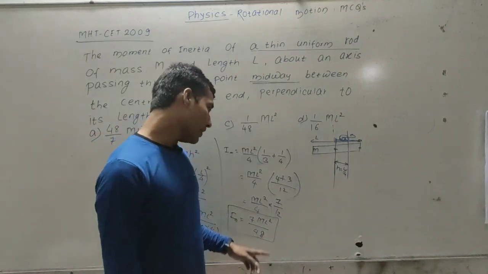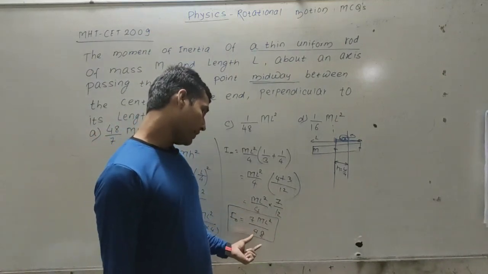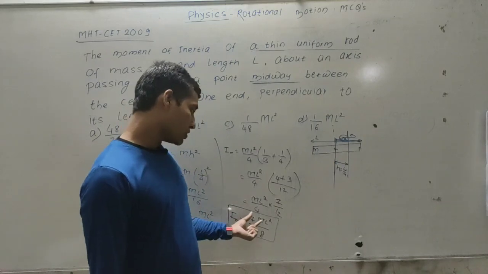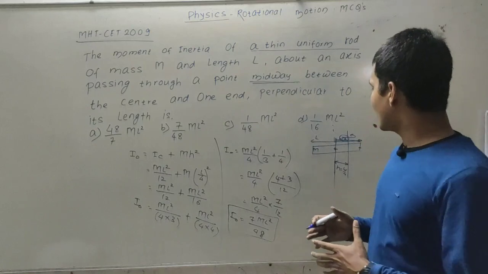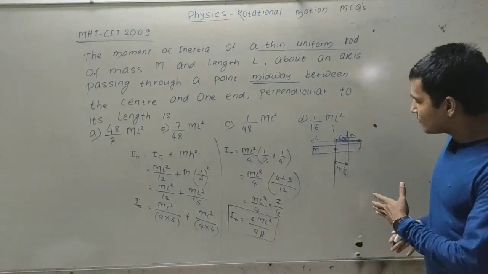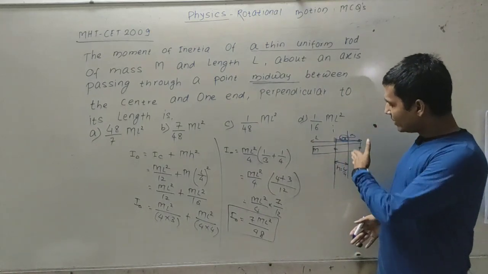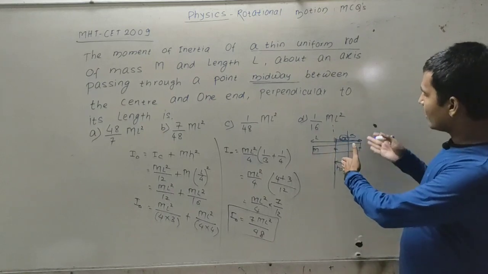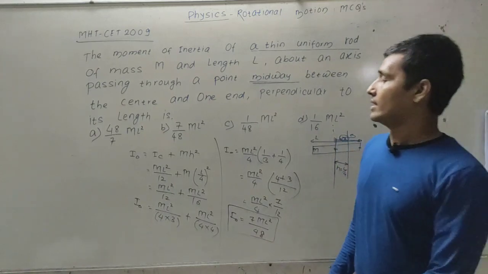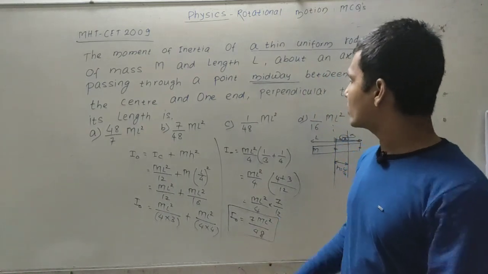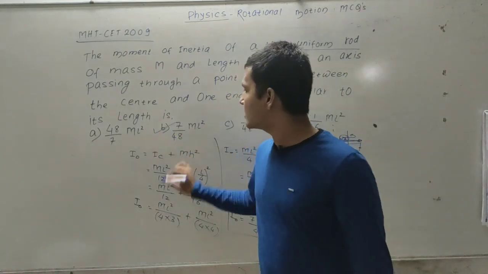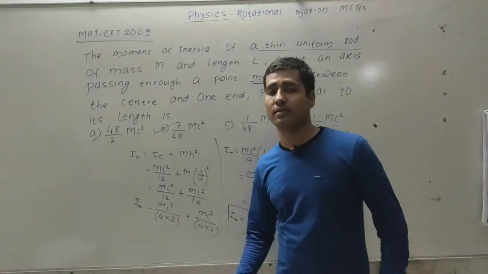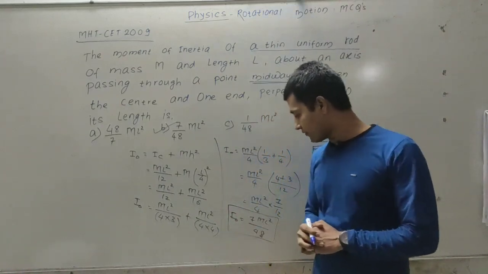By multiplying 4 into 12, we have 48, and the answer will be I_O is equal to 7 m L square by 48. So the moment of inertia for an axis passing through the midway between center and its one end will be 7 m L square by 48. This will be our answer. Option number B is our answer: 7 m L square by 48.